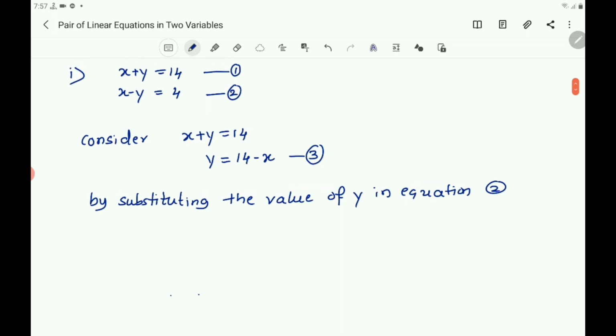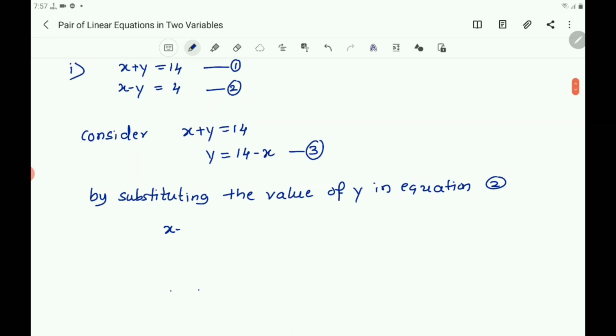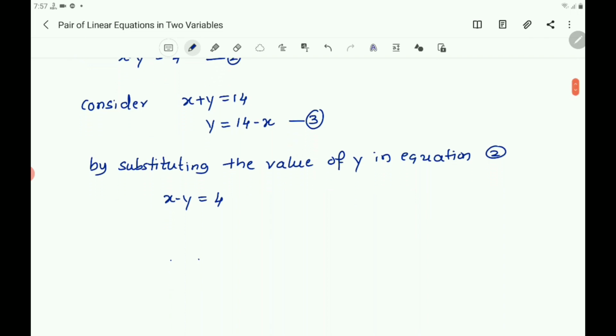Write that equation. What is that equation? x minus y equals 4. Now here we have taken y equals 14 minus x. Then you write x only. Minus y means you write minus, 14 minus x. The value of y is 14 minus x. Equals what? This 4 only.